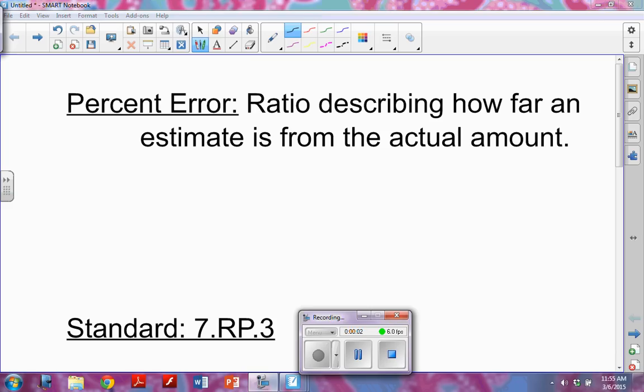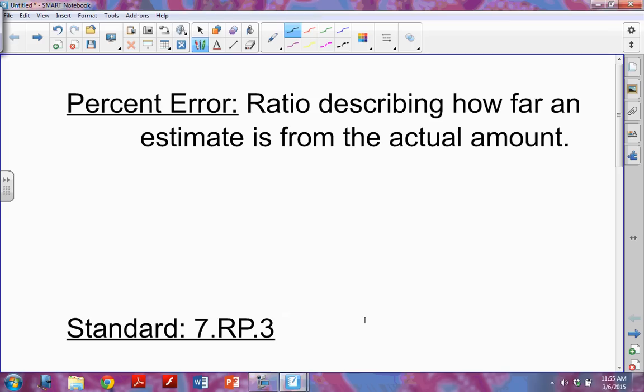Percent error. Percent error is a ratio that describes how far an estimate is from the actual amount. So we have been working with proportions like with percent markup, markdown, increase, decrease, tax, and tip. So percent error works a little bit differently. So let's go ahead and write.